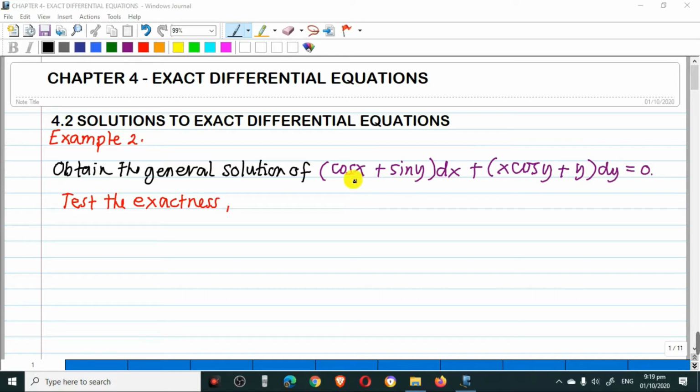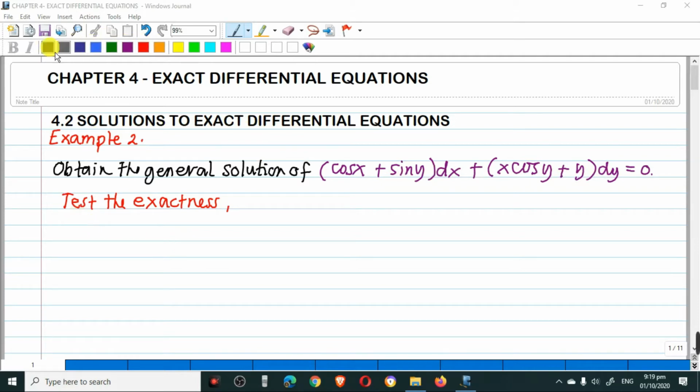We have (cosine of x plus sine of y) multiplied by dx plus (x cosine of y plus y) multiplied by dy. Let us check first the exactness of this differential equation before we proceed doing the solution to exact DE using our two methods of solving the solution to exact differential equation.